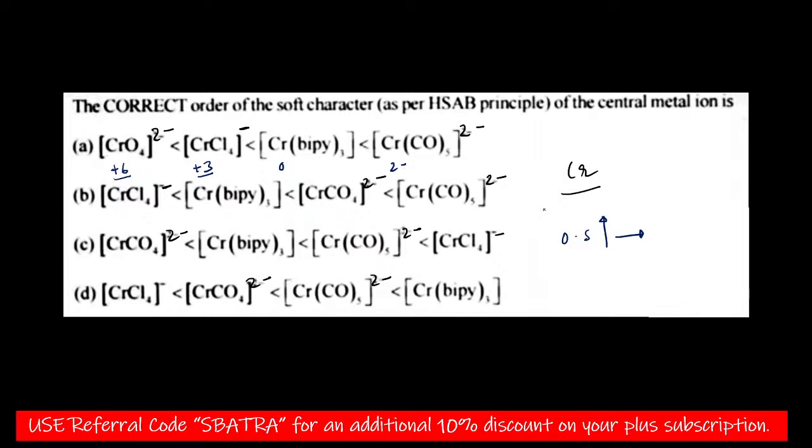If the oxidation state of the cation is increasing, then the polarizing power of this cation is increasing, so hardness is increasing. So the correct order is option A, right? Because we have to write down the order for soft character, and this is the hardest compound over here. We have first, then second, 0 and -2. Over here the oxidation state is -2, so this will have maximum soft character.